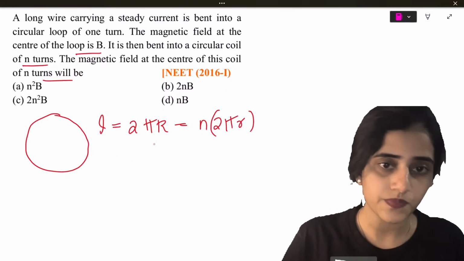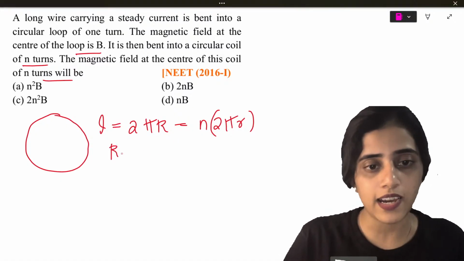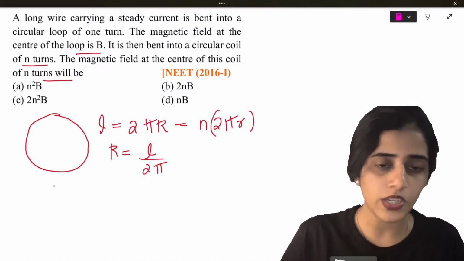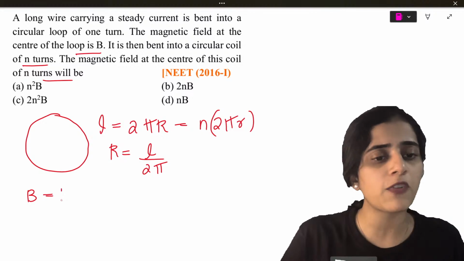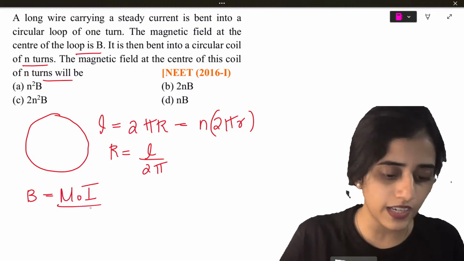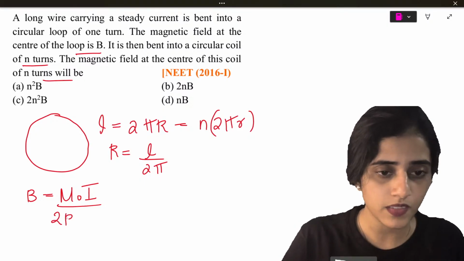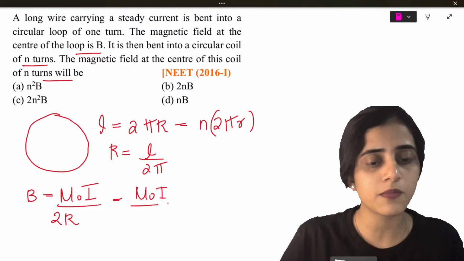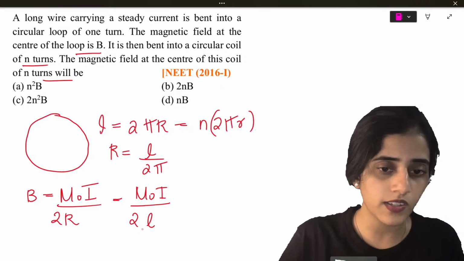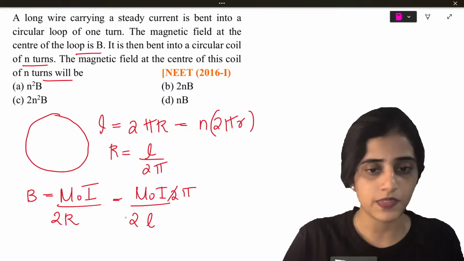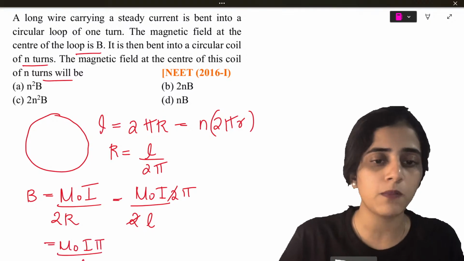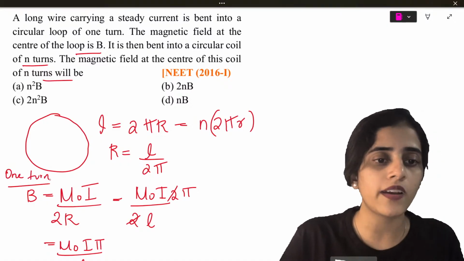Now what will I do? L is 2 pi r. So what is r? From this formula, I can write it as L by 2 pi. Now what is the formula for magnetic field? B is equal to mu 0 I divided by 2r. Now instead of r, I will write mu 0 I divided by 2 into L by 2 pi. The 2 pi will go up, so the 2's will cancel. Mu 0 I pi by L. So this is for 1 turn.